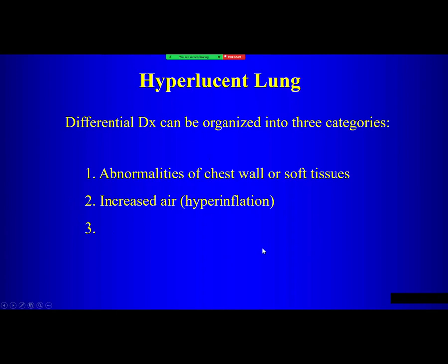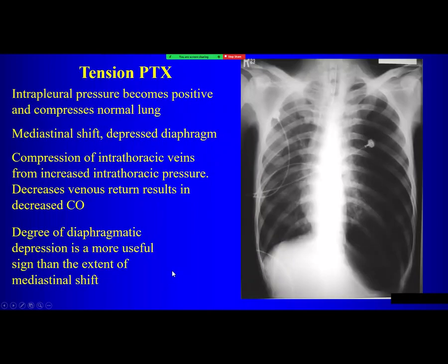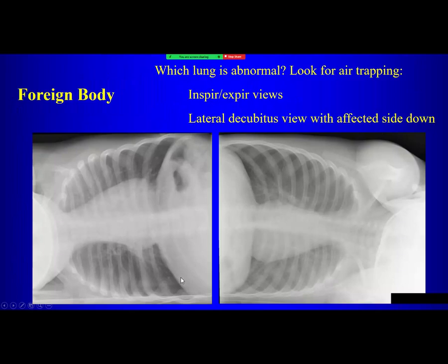So we've gone through some causes in that second category, increased air, which gives you hyperinflation, or air trapping really is what we're talking about, and that can give you a hyperlucent lung. So that can be from obstruction, foreign bodies, tumors, compression, small airway disease like Swyer-James syndrome, congenital lobar emphysema, sometimes compensatory hyperinflation if there's obstruction or atelectasis on the other side, and then of course emphysema with bullae and pneumothorax. So these are things that result in air trapping.